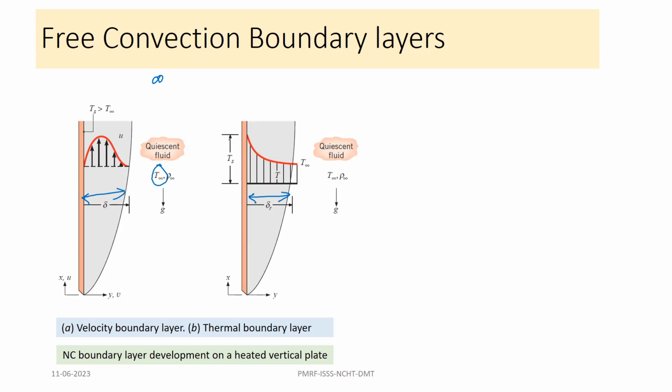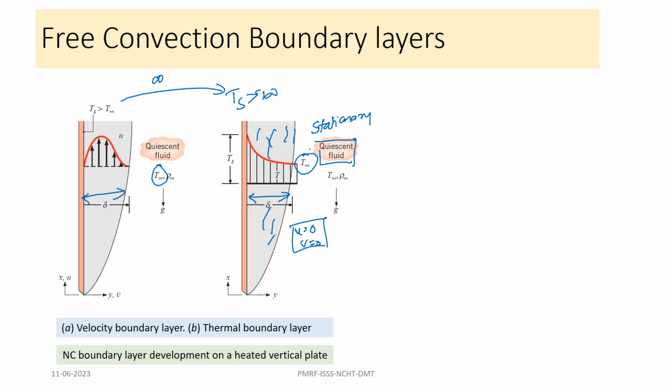It is a heated plate, so Ts is definitely greater than T infinity, as noted here. The outside temperature is T infinity. It is called quiescent fluid, or we can also call it stationary fluid, because it is not in motion. Only these layers are in motion. Outside it is 0, no u component, no v component. Okay, so that is happening.